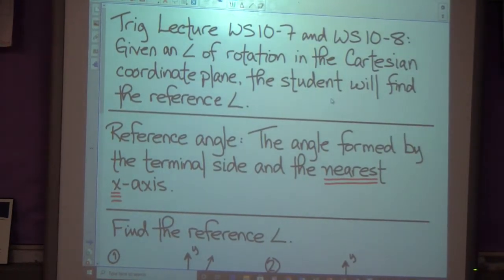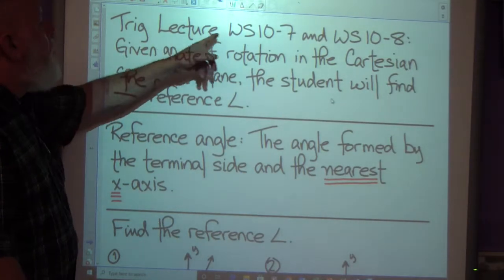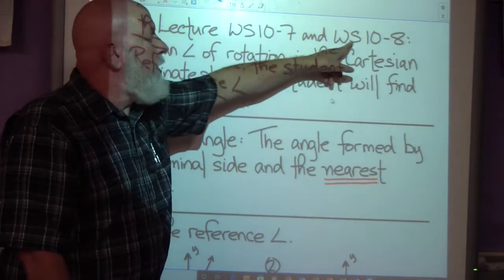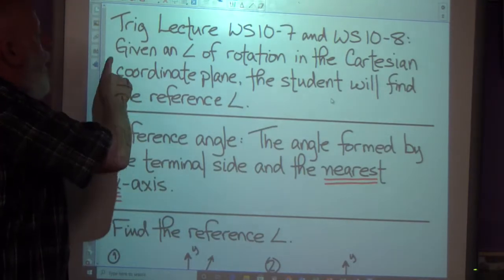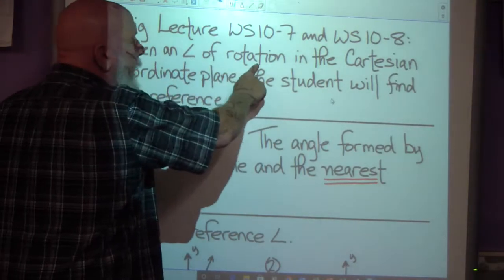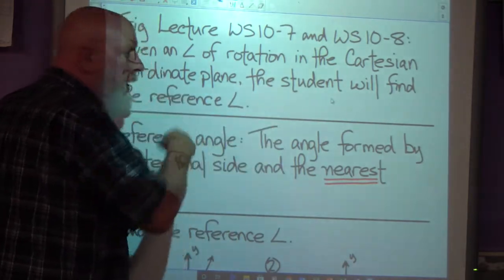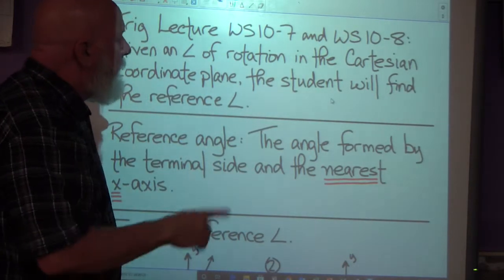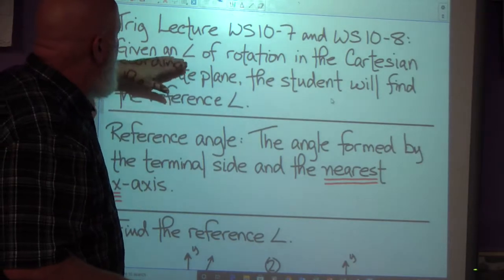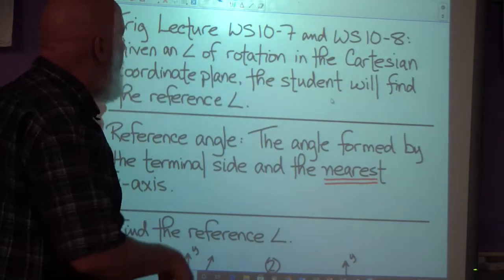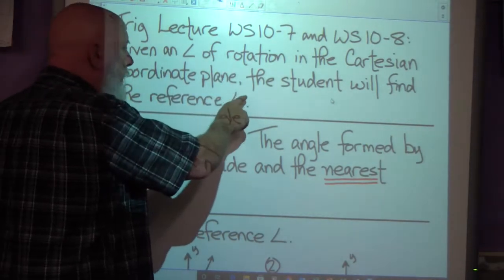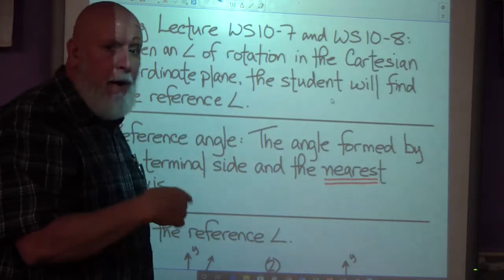Alrighty, let's take a look here. Looks like today we're going to be talking about worksheet 10.7 and worksheet 10.8. We're going to be given an angle of rotation, either positive rotation or negative rotation, like we did with finding what quadrant we were in. This time we're going to be given an angle of rotation in the Cartesian coordinate plane, and the student's going to find what we call the reference angle.